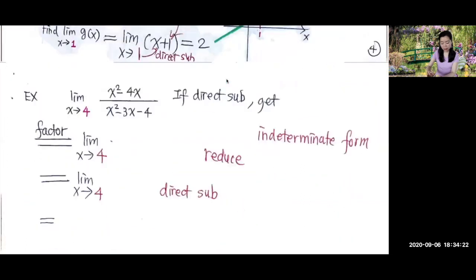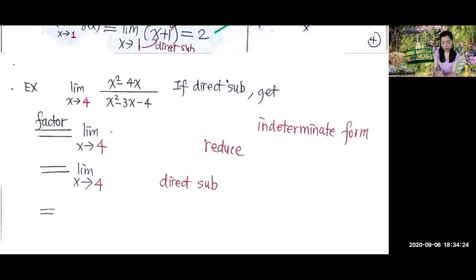Next example, when x approaches 4 from both sides, we try to find the limit of this quotient, okay? So if we do a direct substitution, we substitute 4 into x, both the numerator and denominator will be equal to 0. So I'm going to get 0 over 0, which is an indeterminate form. So we need to investigate this a little bit further. So first, we want to factor the numerator and denominator.